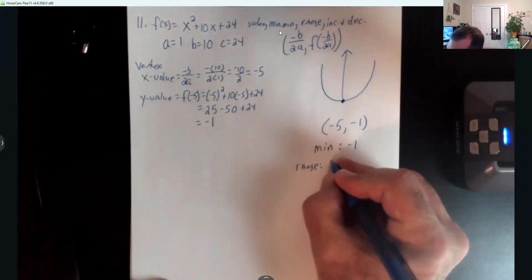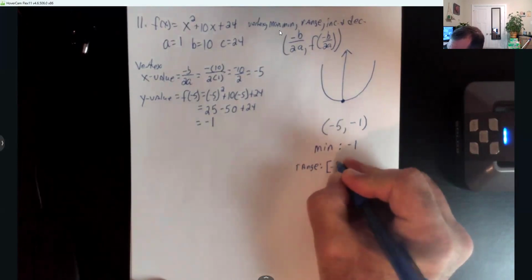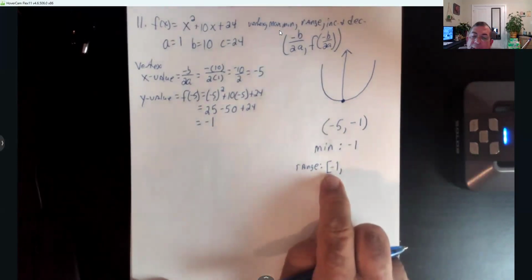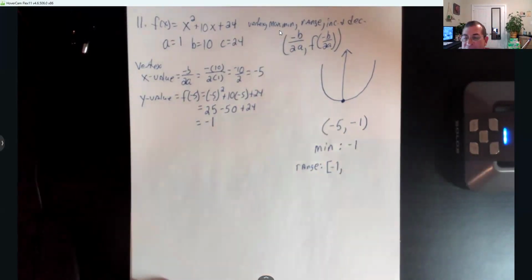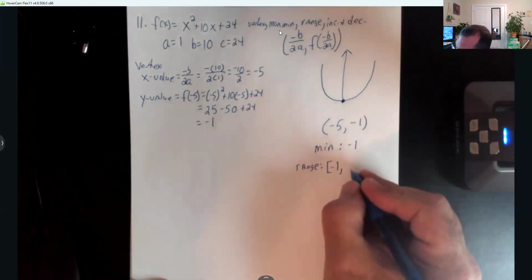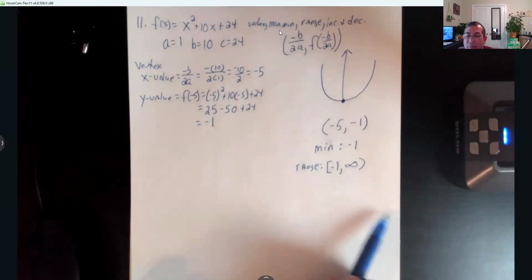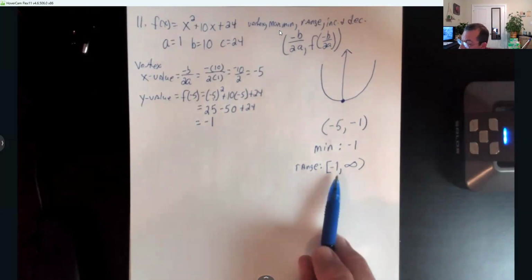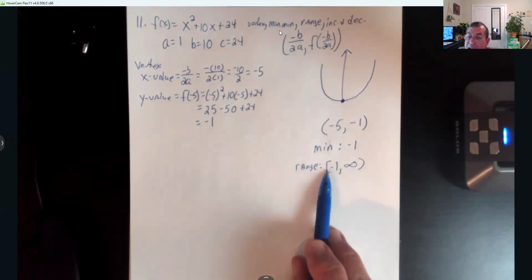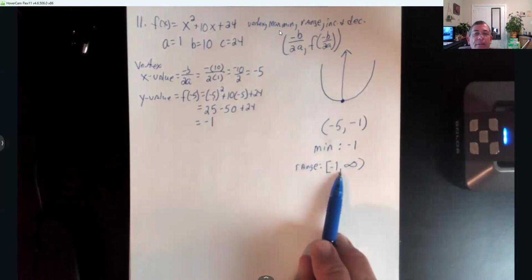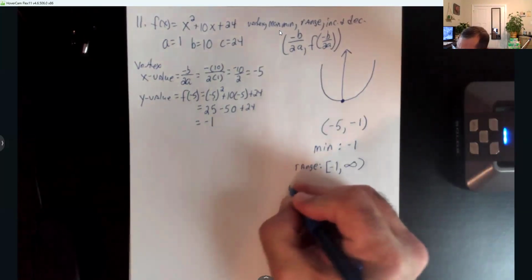So remember, on the range, you got to use brackets since negative 1 is included. And then what y'all say? It goes to infinity. Good job. So just remember on the number, you actually got to have a bracket on those, okay? So now it wanted increasing and decreasing.